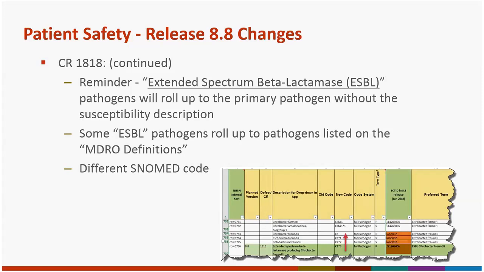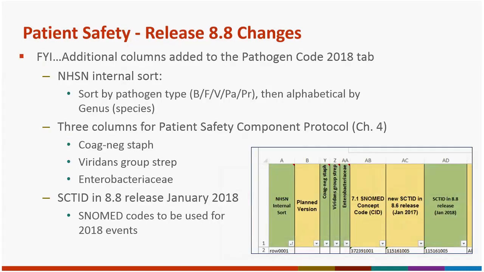The extended spectrum beta-lactamase pathogens roll up to the primary pathogen without the susceptibility description. And I just want to remind you that these pathogens are also listed on the MDRO definitions, so make sure you go there and include that in your code. They do have a different SNOMED code, but the business rule is there. Next slide.